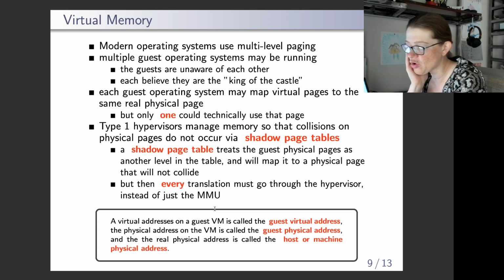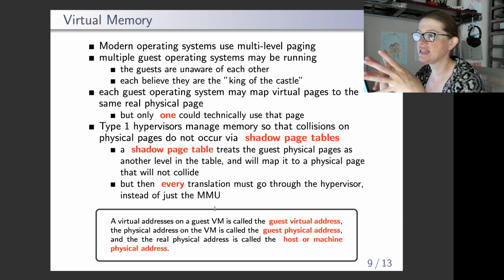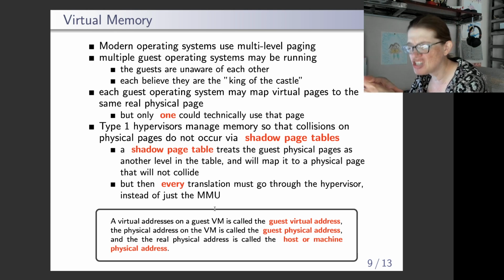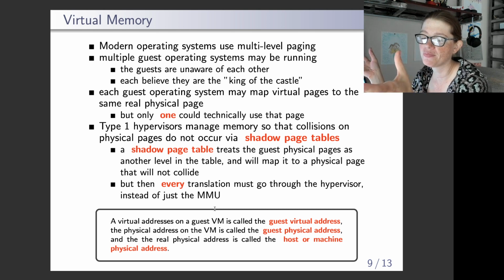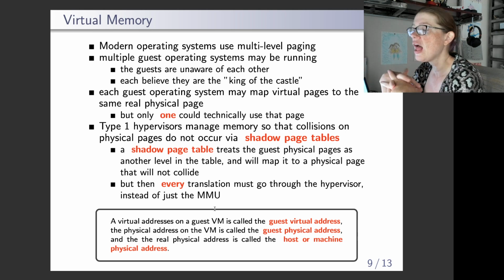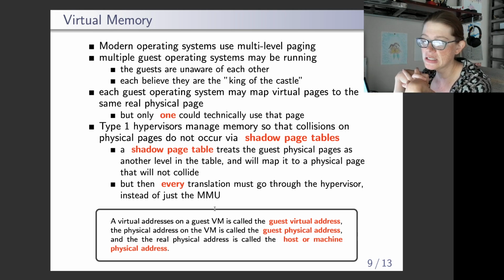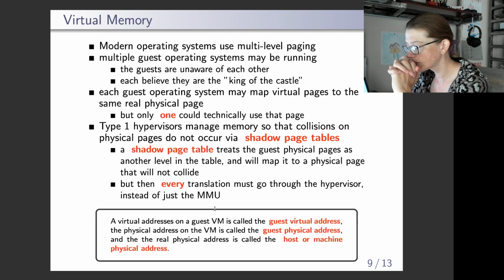But here's the problem. If we give each operating system the ability to do paging, we want them to believe that they have full access to RAM. But if we're giving them full access to physical memory and we have two OSs running at the same time, and they're not aware of each other, and we don't want them to be aware of each other, then there's the possibility of collisions. They could both map to the same physical page. So how do we handle this problem?